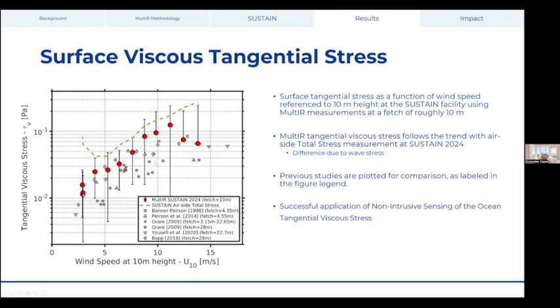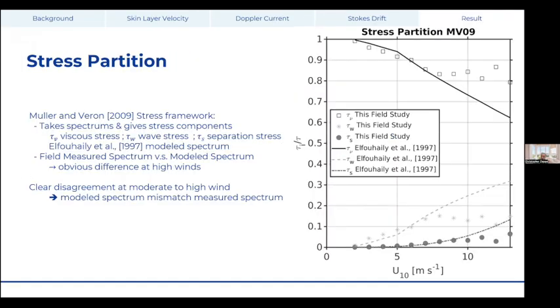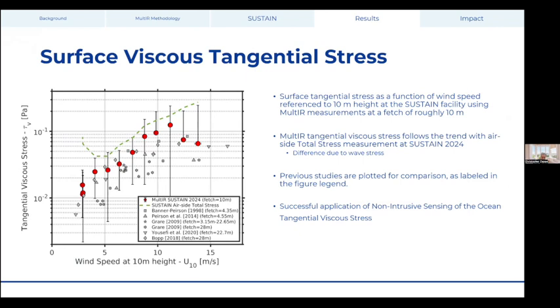And here, the green one is actually the stress that we measure on the air side versus here's the viscous stress. So the difference between these two tells us exactly how much energy or momentum goes into the waves. So that's the end goal of this. And the real end goal is to say, okay, at all these different wind speeds, how much momentum goes into the waves and how much goes into this viscous stress.